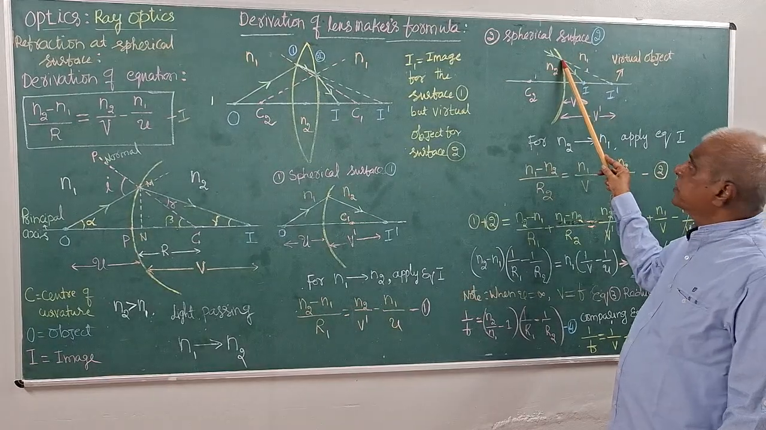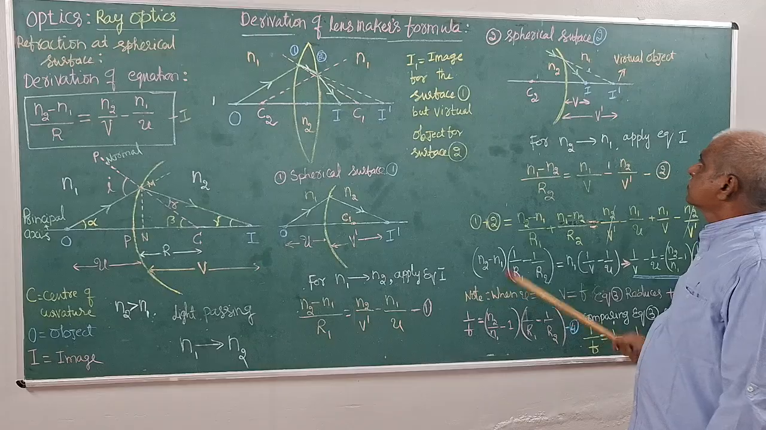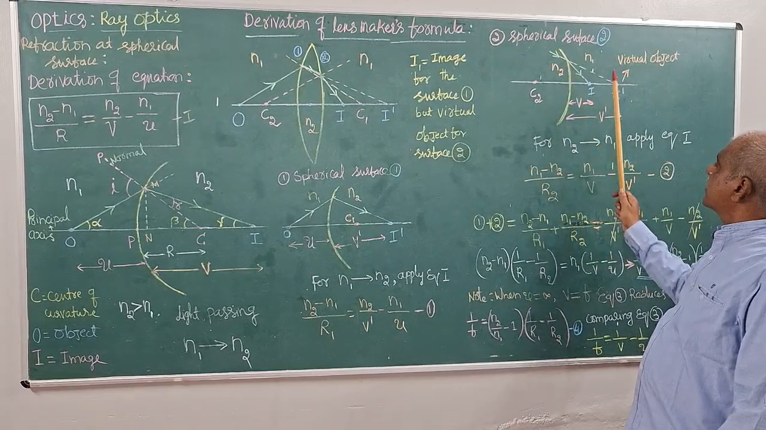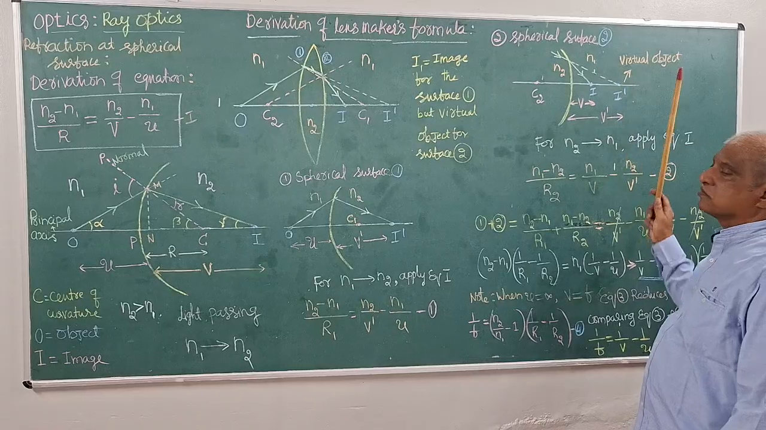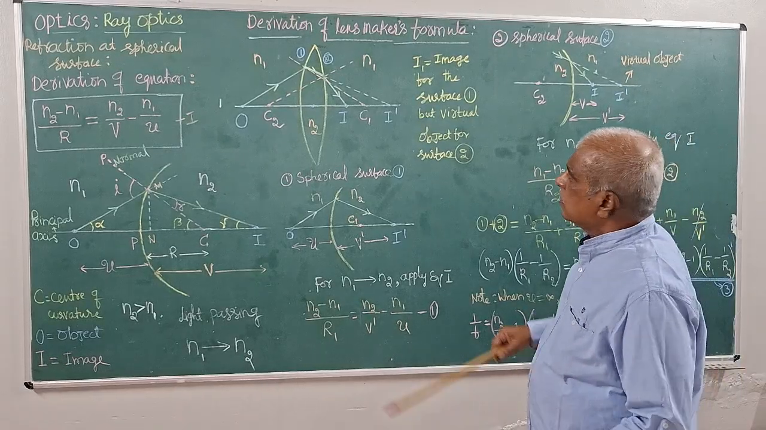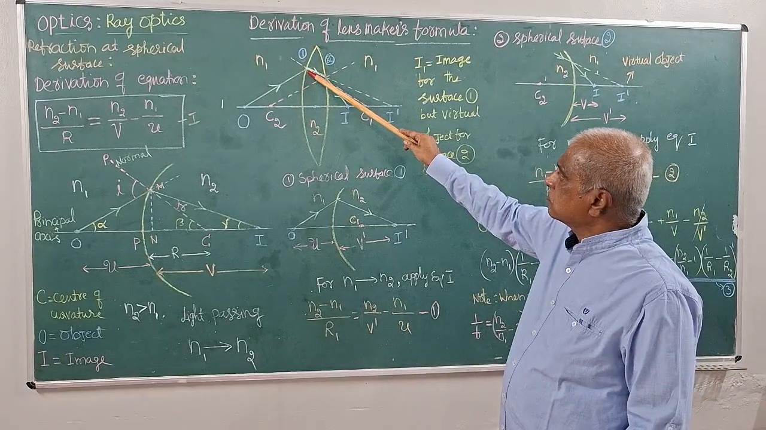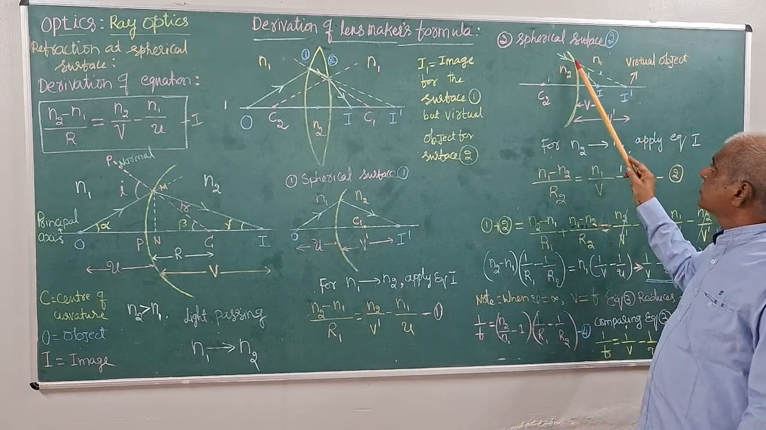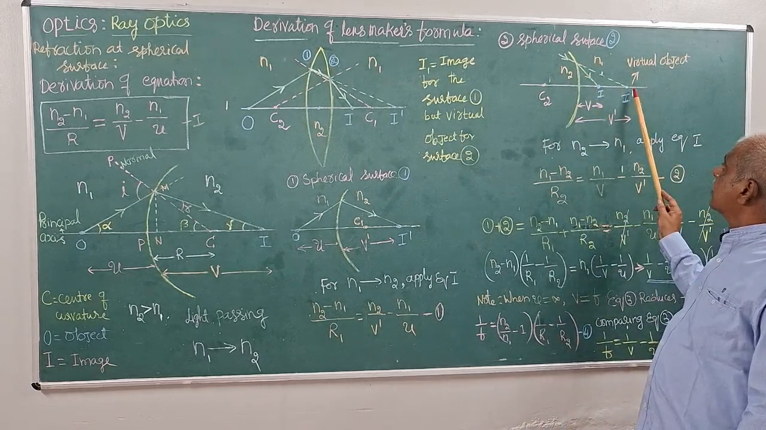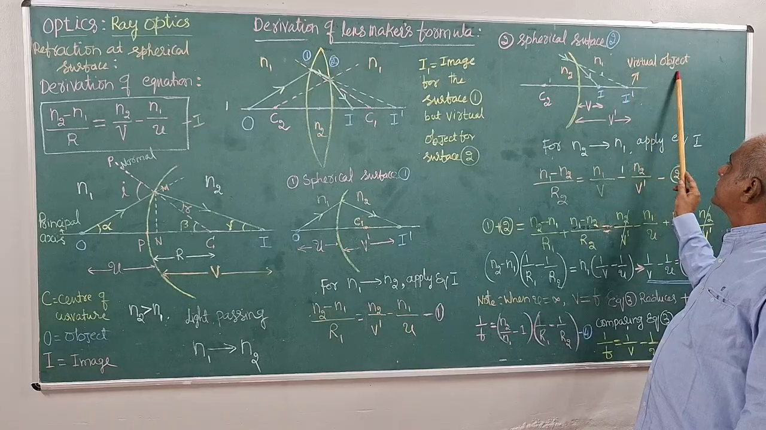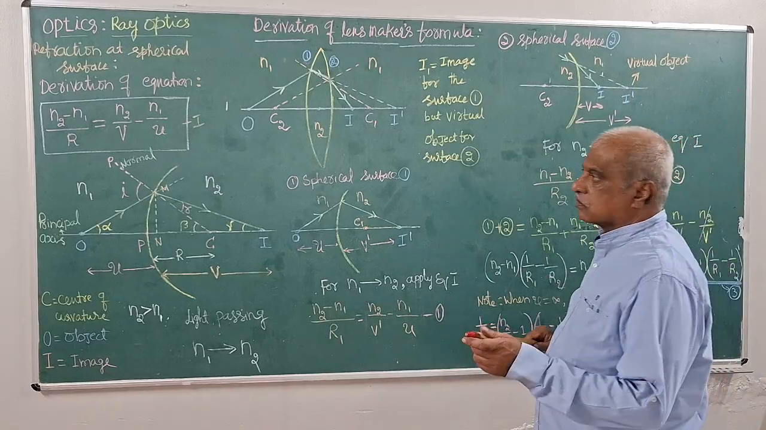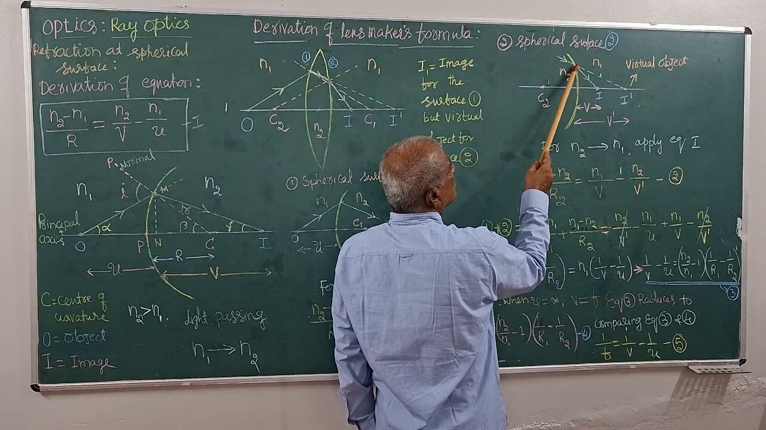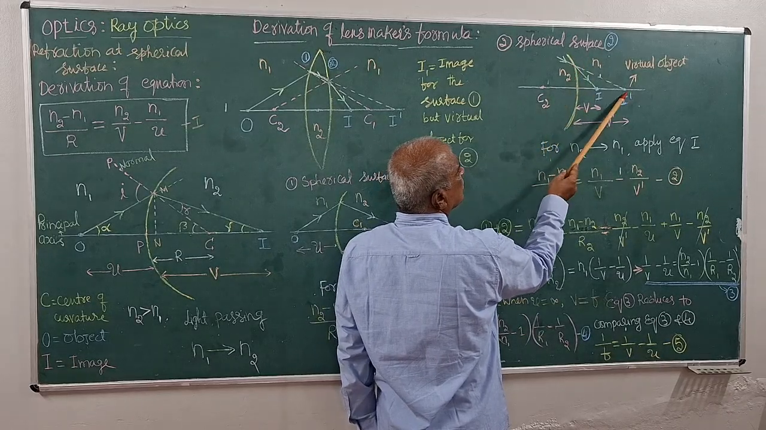What would be the object for this refraction? The object for this refraction is I1. What is I1? The image due to the first refraction. This image now behaves like an object for this refraction. This object is known as a virtual object. So, need to understand, for the refraction at this surface, this is the object.